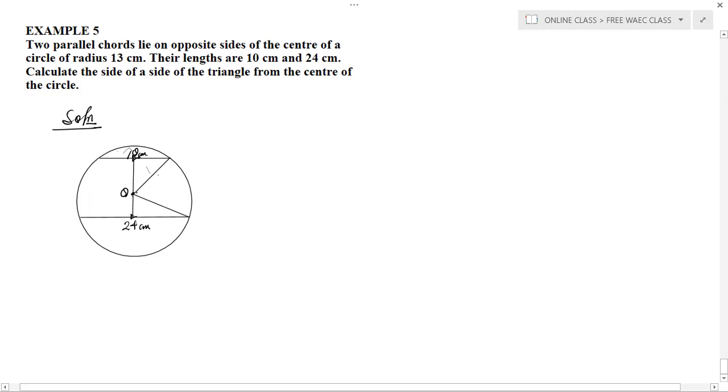So here, the radius is 13 centimeter. From here, we can say that L1 is 10 centimeter. The length of the chord of the second one is 24 centimeter. We have to find the distance between the two of them. Calculate the side of the triangle from the center of the circle.